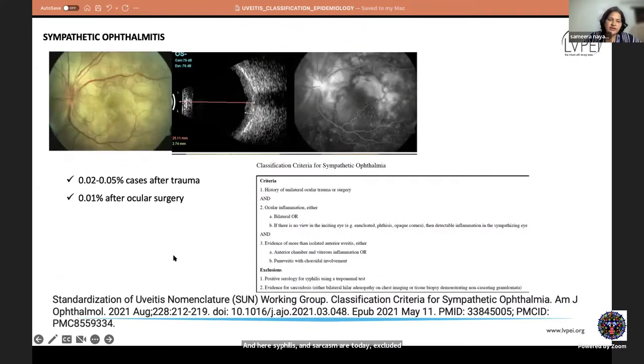Sympathetic ophthalmitis, another panuveitis. Following ocular trauma, the incidence is 0.02 to 0.5%, and following ocular surgery, 0.1%. The inclusion criteria are history of unilateral ocular trauma or surgery, that is very important, with ocular inflammation, either bilateral, or if there is no view in the inciting eye, then unilateral, with evidence of more than isolated anterior uveitis, either anterior chamber or vitreous inflammation, or panuveitis with choroidal involvement. And here syphilis and sarcoidosis are also excluded.